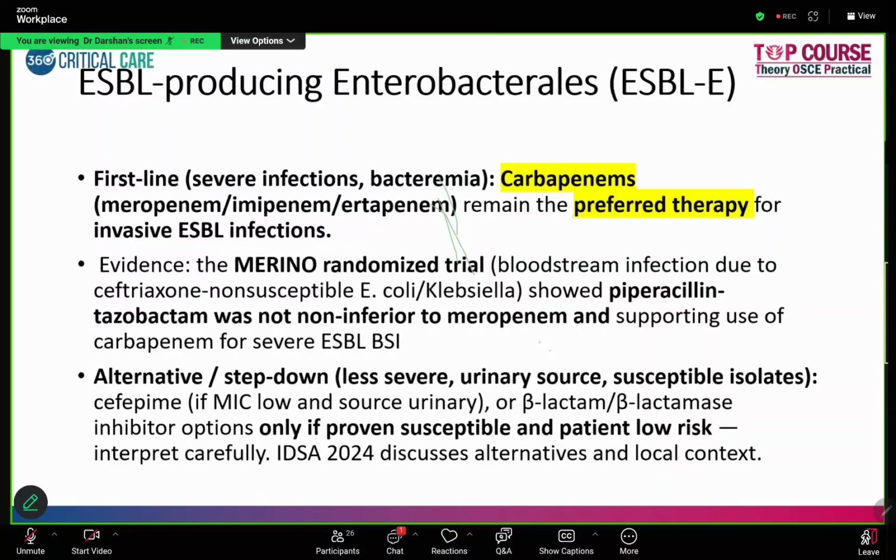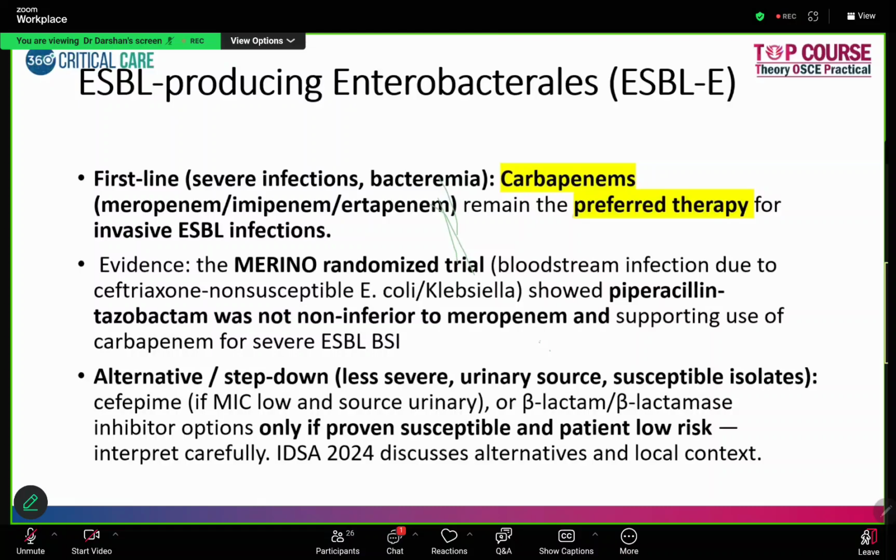Enterobacterales. The first line, especially in a patient with severe infection, is always carbapenems, especially if it is an invasive ESBL infection. It is proven by the MERINO trial. MERINO was a trial which checked what happens in bloodstream infections when we give piptaz versus meropenem. What it showed was piperacillin-tazobactam was non-inferior to meropenem, but the take-home point from that trial was if it is a severe ESBL infection in the bloodstream, always prefer carbapenem over BLBLI, that is your pip-taz.